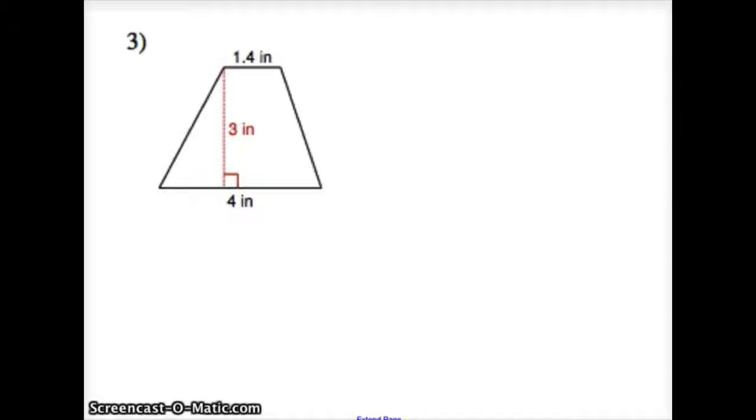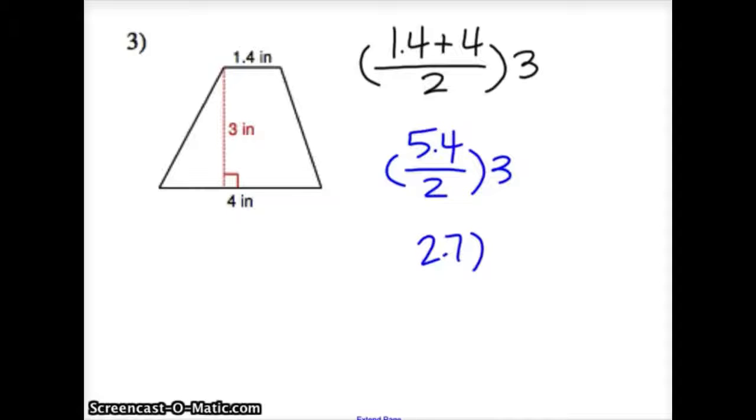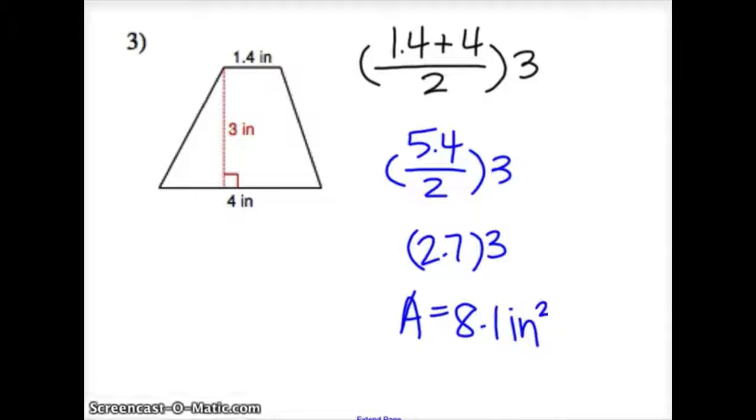Number 3, the top is 1.4 plus the bottom is 4. I'm going to divide that by 2, and we're going to multiply by the height of 3. So 1.4 plus 4 is 5.4 divided by 2 times 3. 5.4 divided by 2 is 2.7 times 3. And the area is going to equal 8.1 because 2.7 times 3 equals 8.1. My units are inches, and I'm talking about area, so I need my inches squared.